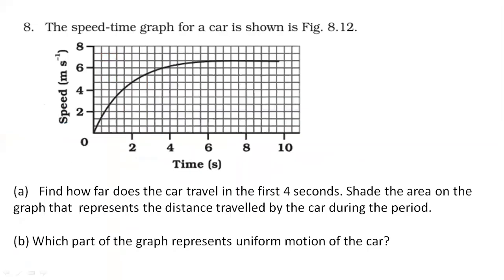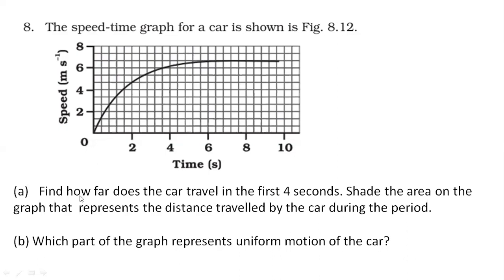Now let us go for the next question. In the next question, they are saying the speed time graph for a car is shown. This is the speed time graph. There are two questions asked. This is an unusual graph. You can see there is a curve. It's not a straight line. It is a curve, and it becomes a straight line at the 6th second. But till that point, it was all a curve.